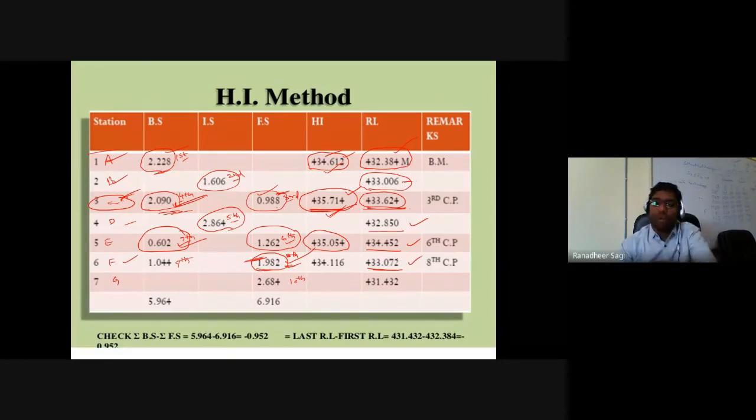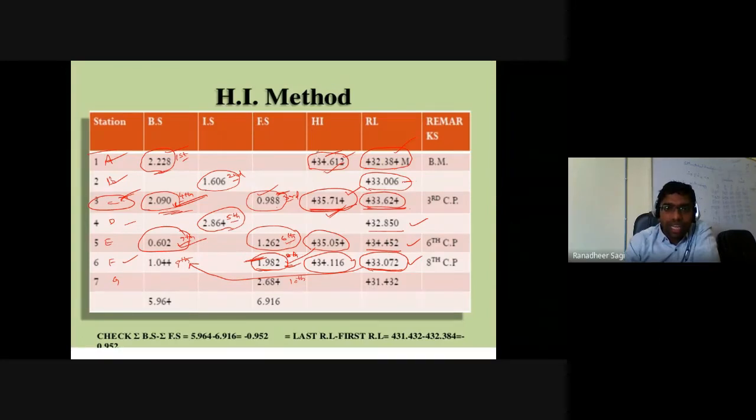Once the RL value of point F is known, then with respect to this point F, the instrument is getting shifted. Then what is the height of that instrument at its new position? The height of the instrument at its new position is nothing but the RL value of point F plus the backside data you have with regard to point F, which will give you the height of the instrument when it is placed for the fourth time in your field.